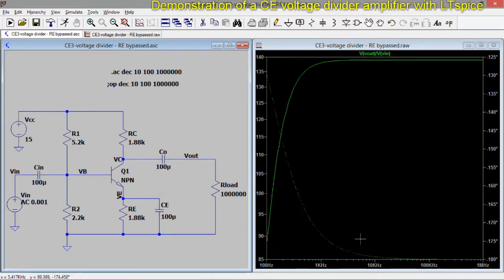Also note the phase. The phase is this dashed. The phase is minus 180. This means this accounts for the minus in the voltage amplification. There is a pi phase shift. So that's fine. We checked the first parameter.